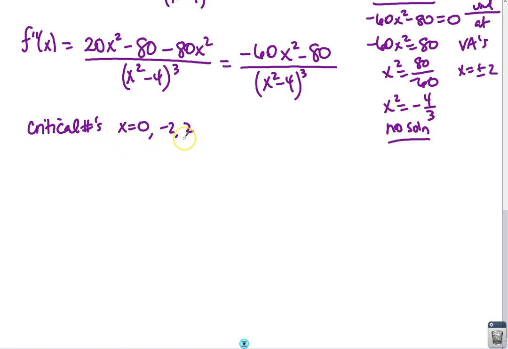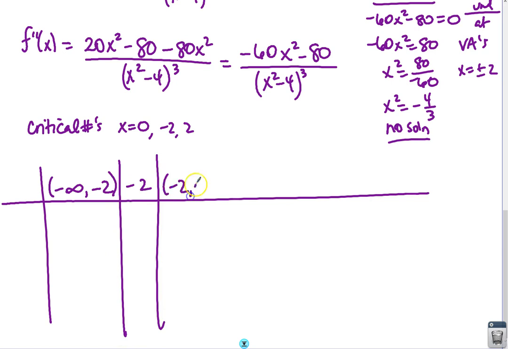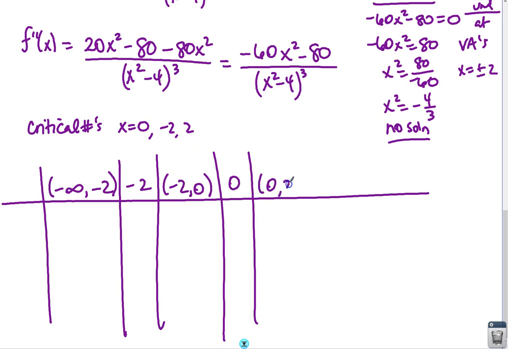Because these are the only numbers that I have to break this whole thing up, I'm going to make a big chart here, but I don't know that that's big enough. All right, so we're going to start from negative infinity, and it goes to negative 2. We want to talk about what's happening at negative 2. Then we're going to go from negative 2 to 0. Talk about what's happening at 0. Then from 0 to 2, and then talk about 2. And then 2 to infinity.